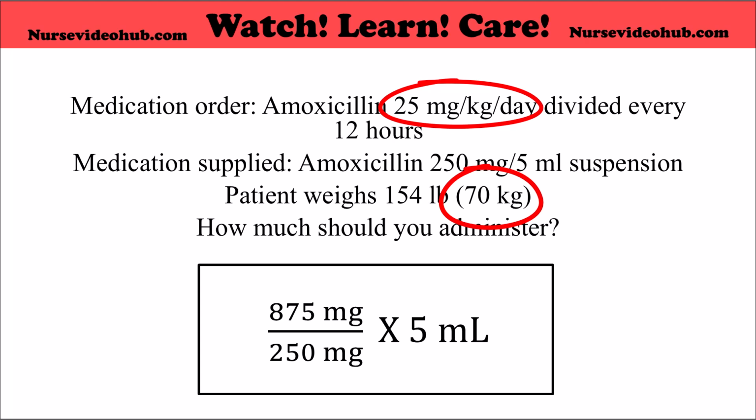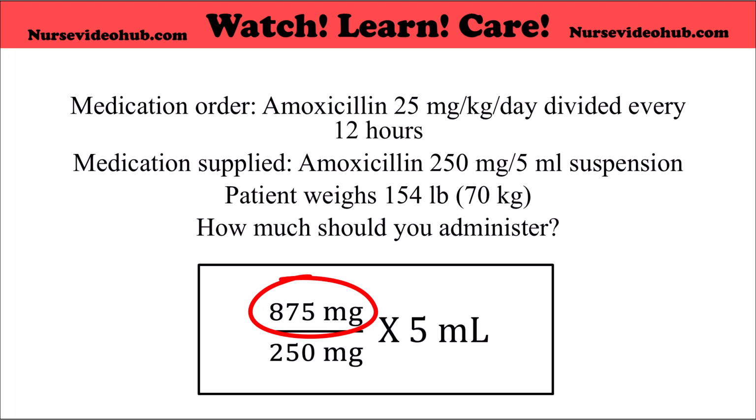However, the second thing that's different about this order is that it states the doses divided into 2. The dose is administered twice a day. 1750 divided by 2 is 875 milligrams. Place that number in the formula for the desired. The dose you have available is 250 milligrams. Place that in the formula.